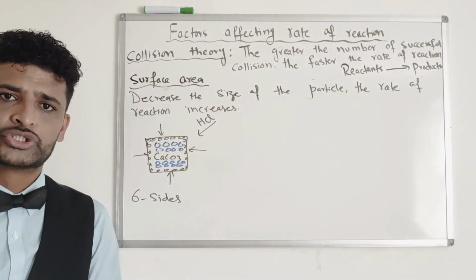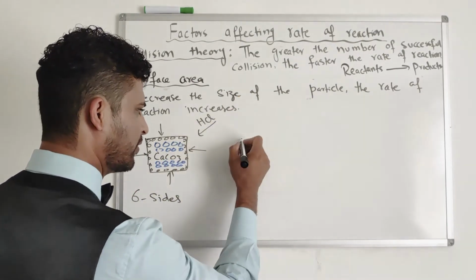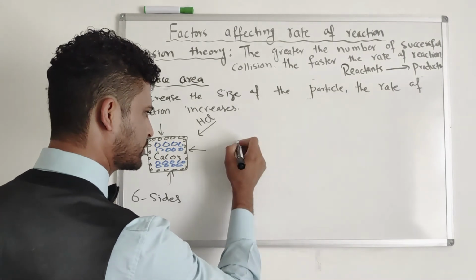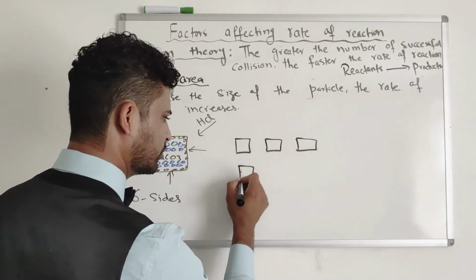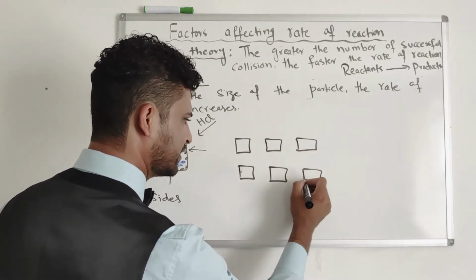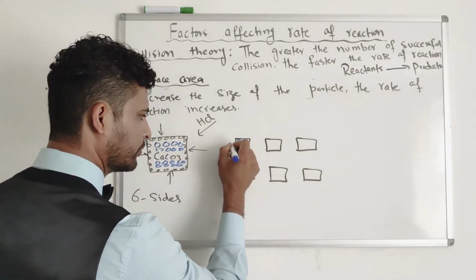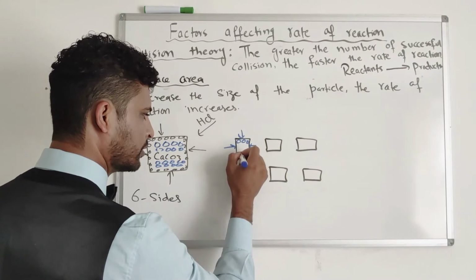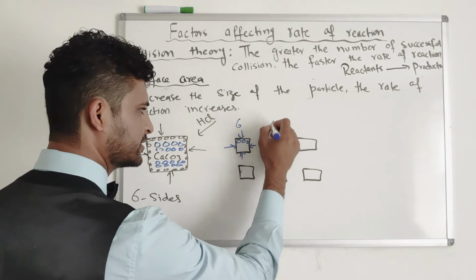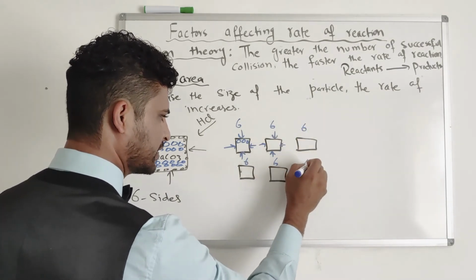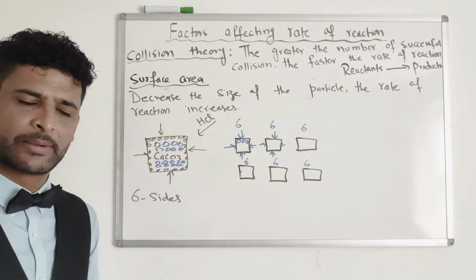hydrochloric acid. So now what we're going to do is cut it into pieces. If I cut the same cube into small pieces, you will see that this time I have got all the particles here. I'm not going to draw all of them. So 6 sides, 6 sides, 6 sides, 6 sides, 6 sides, 6 sides. Before that, only 6 sides are available for the chemical reaction.